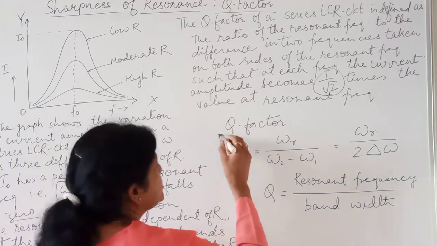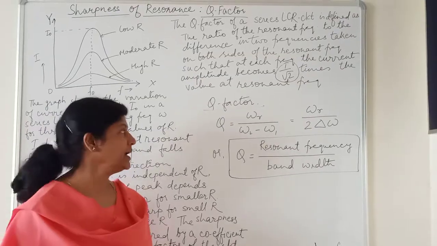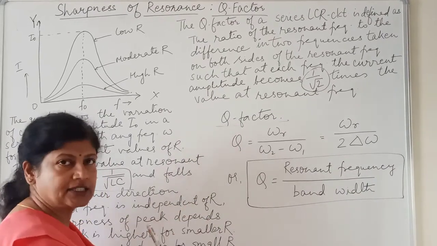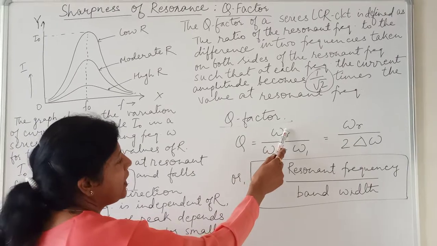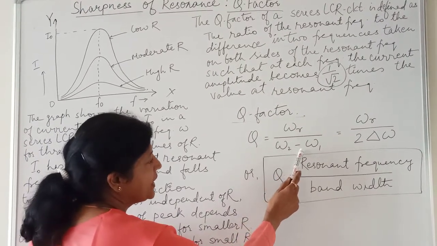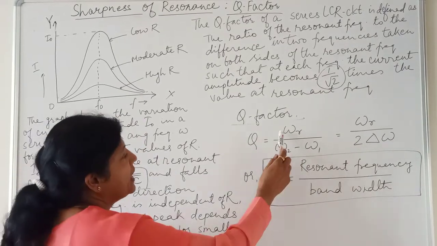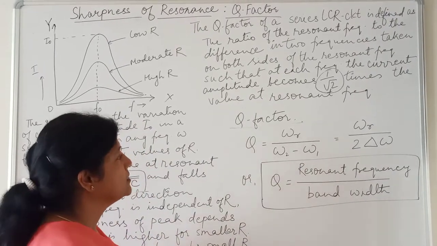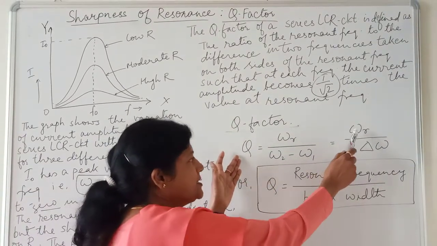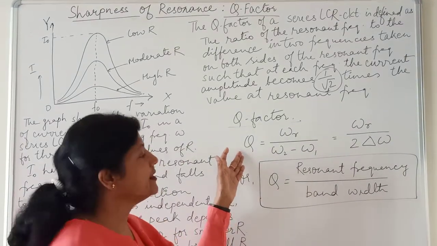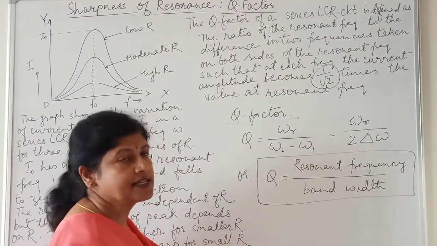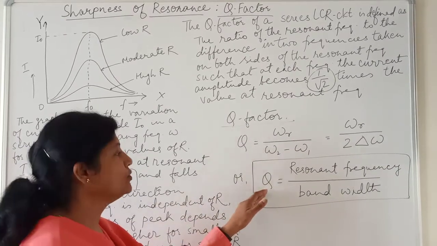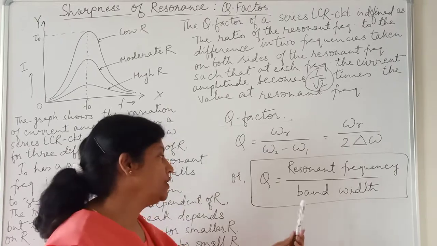Mathematically, Q factor can be written as Q is equal to omega R upon omega 2 minus omega 1. Okay, omega R divided by omega 2 minus omega 1. So Q is the resonant frequency over the difference between two frequencies. Here we can write 2 del omega, or Q is equal to resonant frequency upon bandwidth.